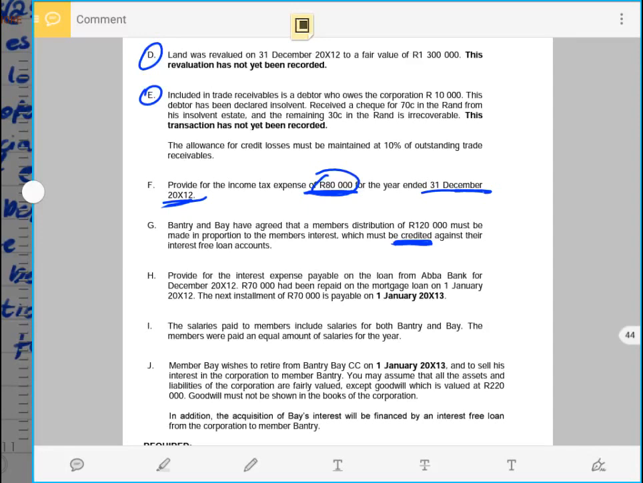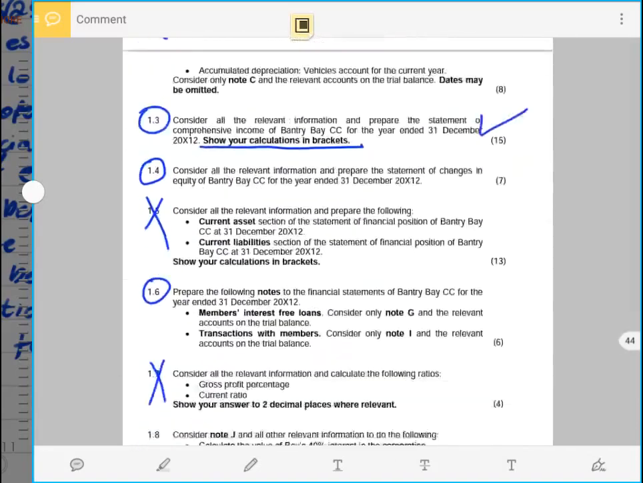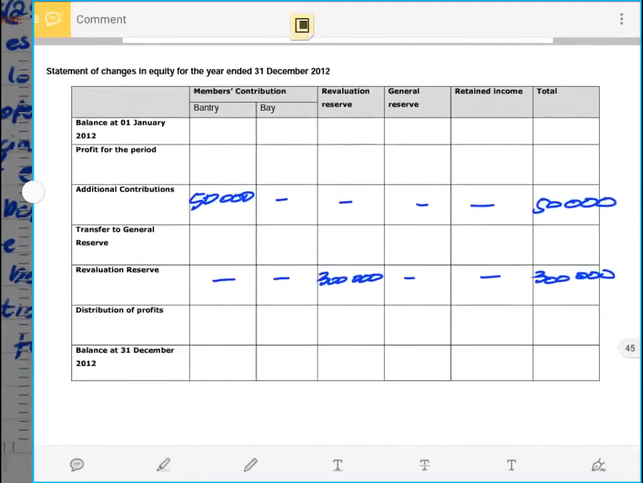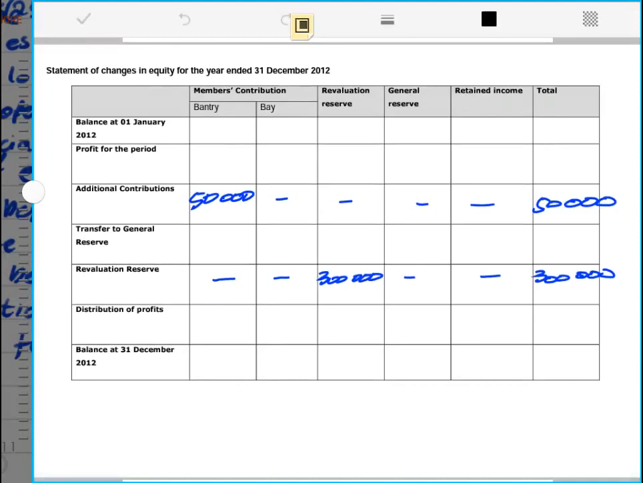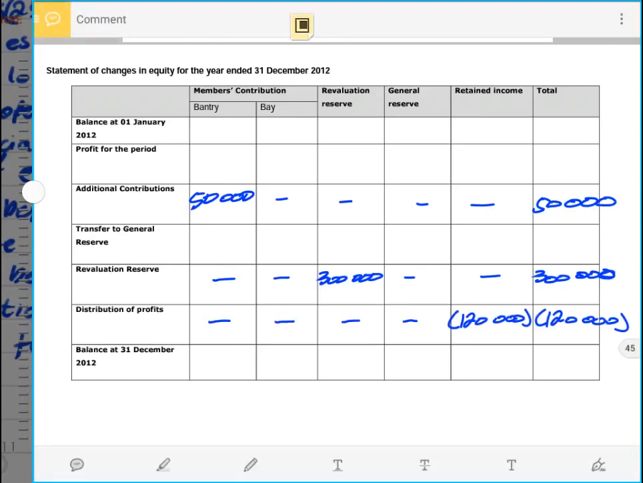However, in the statement of changes in equity, we have to record the full 120,000 rands, reducing our retained earnings. That will be a distribution. We don't split anything here. We record the full amount of the distribution, which is 120,000 rands. We only split that when it comes to the loans, because members have different loans, but there's only one retained earnings where the amount is taken from.